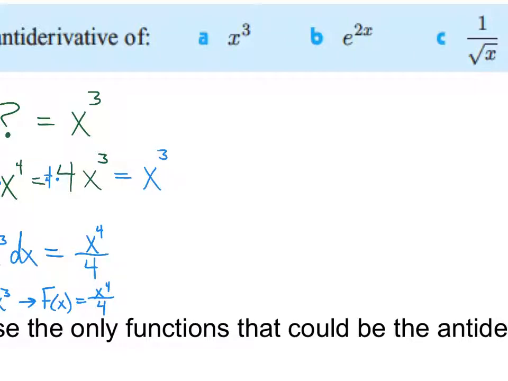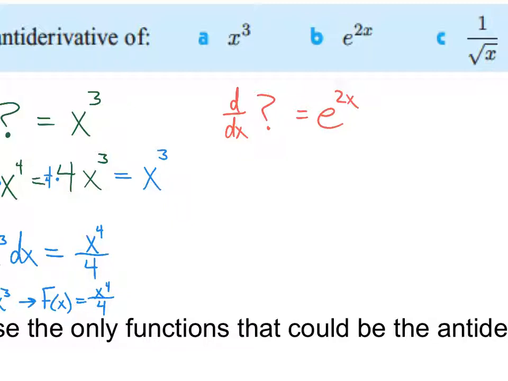Let's try to think through b here, e to the 2x. So the derivative of what would equal e to the 2x? Well, 2e to the 2x. No, wait, 1 over 2. 1/2 e to the 2x. E to 2x over 2.